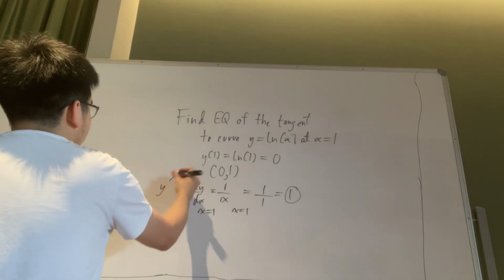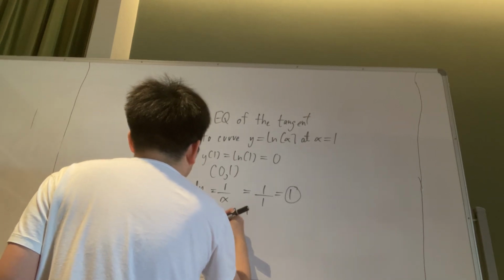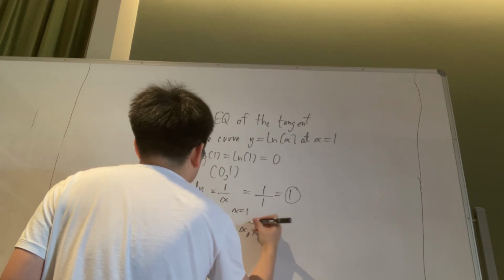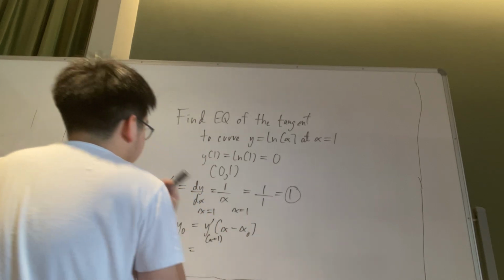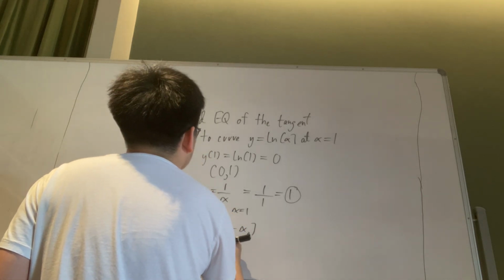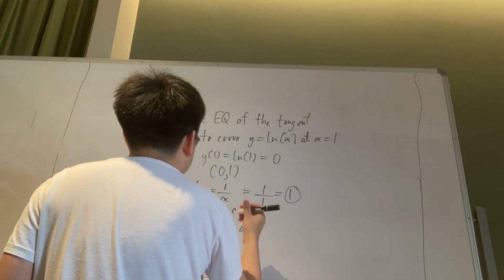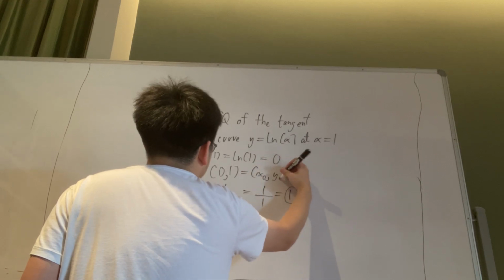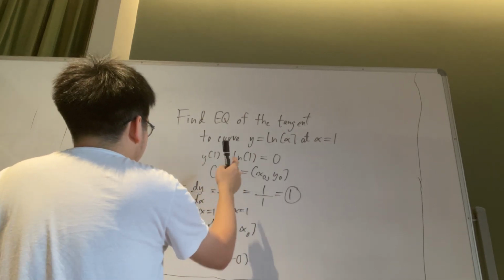I would just use point slope form to cheat. So y minus y naught equals y prime times x minus x naught, at x equals 1. So we have this to be 1, yes, that's 1. And then this corresponds to x naught, y naught here. This is x minus 0, and then this is y minus 1.